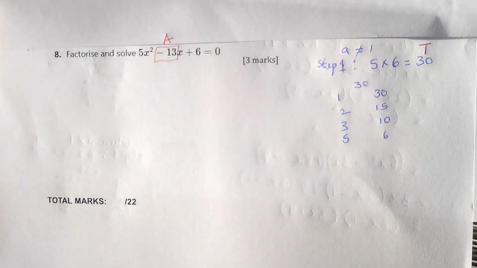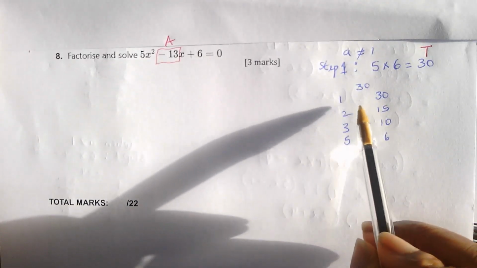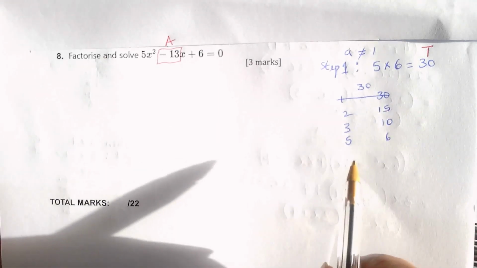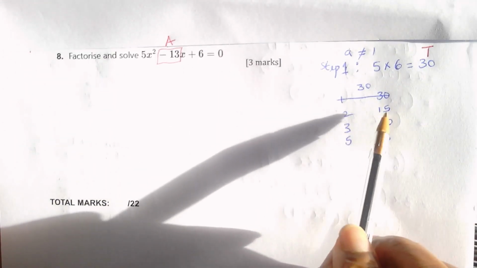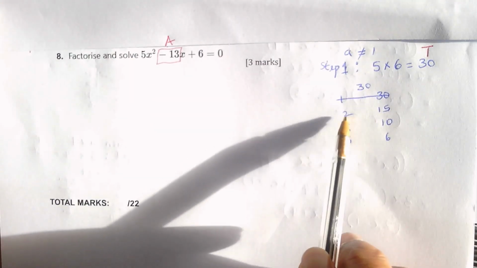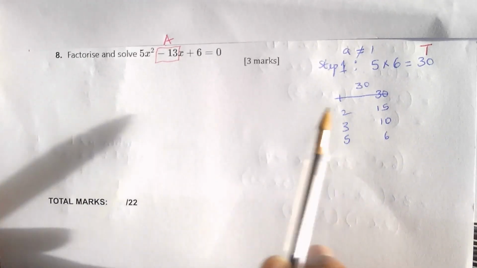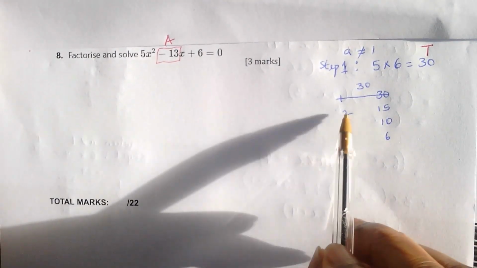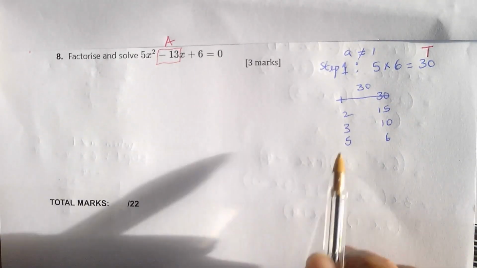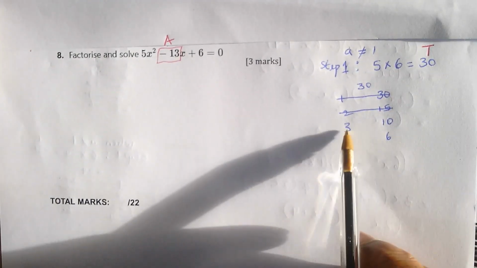Now, let's eliminate. Is there any way when I add 1 onto 30 or subtract 1 from the other, I get 13? No. 2 and 15? Yes, there is a possibility. If I subtract 2 from 15, I get positive 13. Let's put the minus here. 2 plus minus 15 is the same as 2 minus 15. Oh yes, I'll get minus 13, but hang on. 2 times negative 15 will not give me positive 30. It's so close, but it's not the right one. So I can't put a negative there.